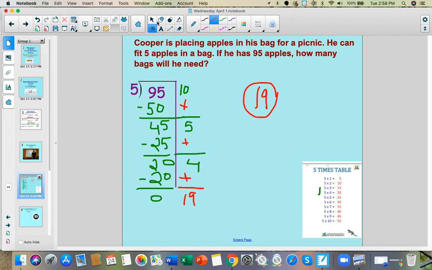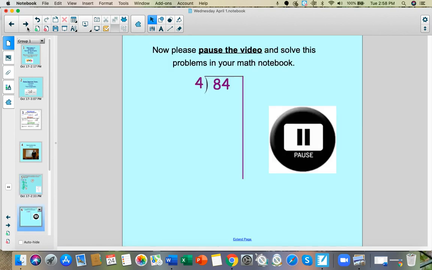Okay, so hopefully you understood how to do this. If you're still a little confused, that's okay. You can go back and listen to the video or listen to this problem that we did together. Now it's your turn. You're going to pause this video and try and solve 84 divided by 4. Pause it. After you finish doing the problem, please go to the next slide where I'll show you how to do this.